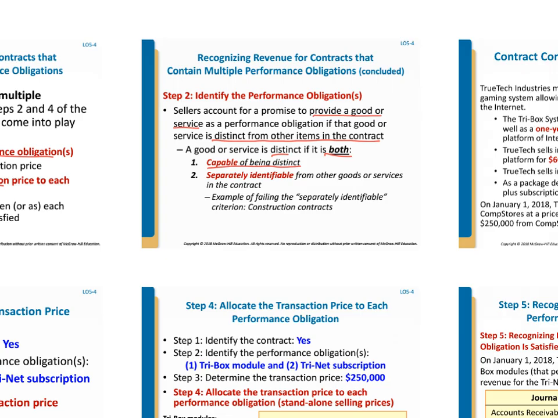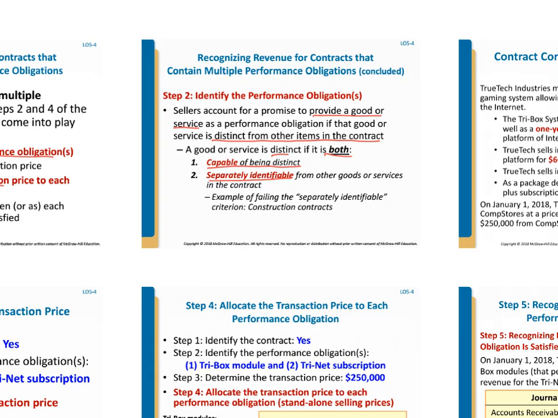And 2, that the good or service is distinct if it's separately identifiable from other goods or services in the contract. This is what we consider distinct in the context of the contract. And this would be when the seller is promising to provide goods and services individually as opposed to promising to provide the goods or services combined.